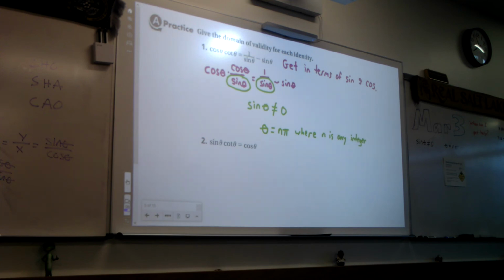So all we're doing right here, guys, is finding the domain again. We're saying we want to make sure we don't divide by 0, so don't let theta be n pi. You okay with that?